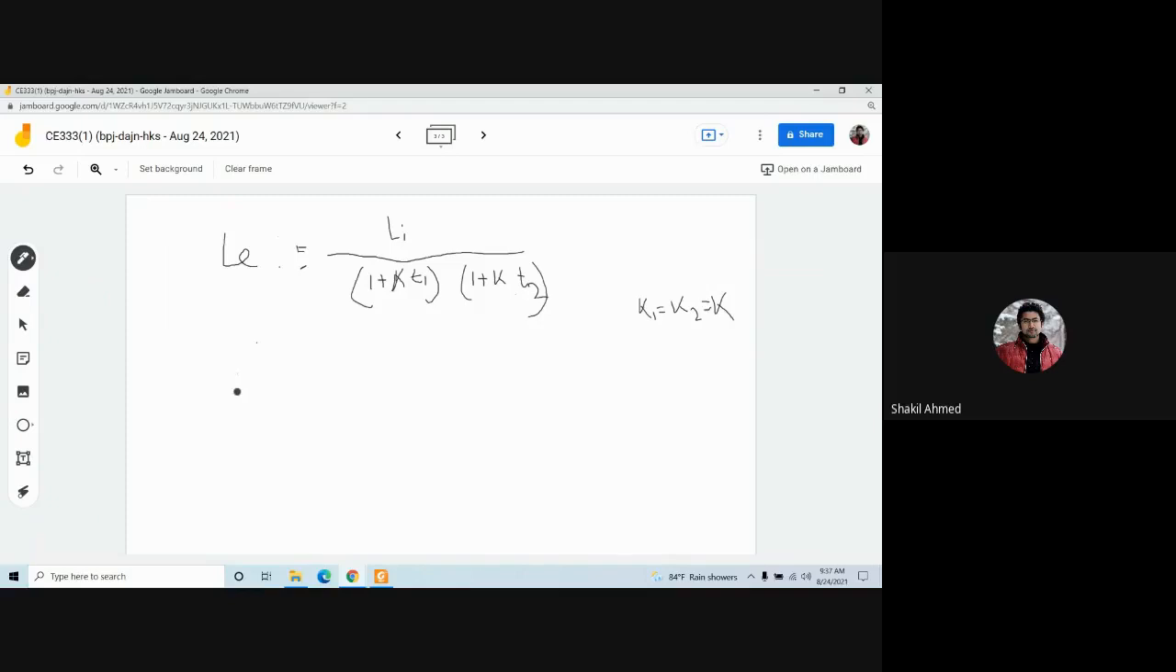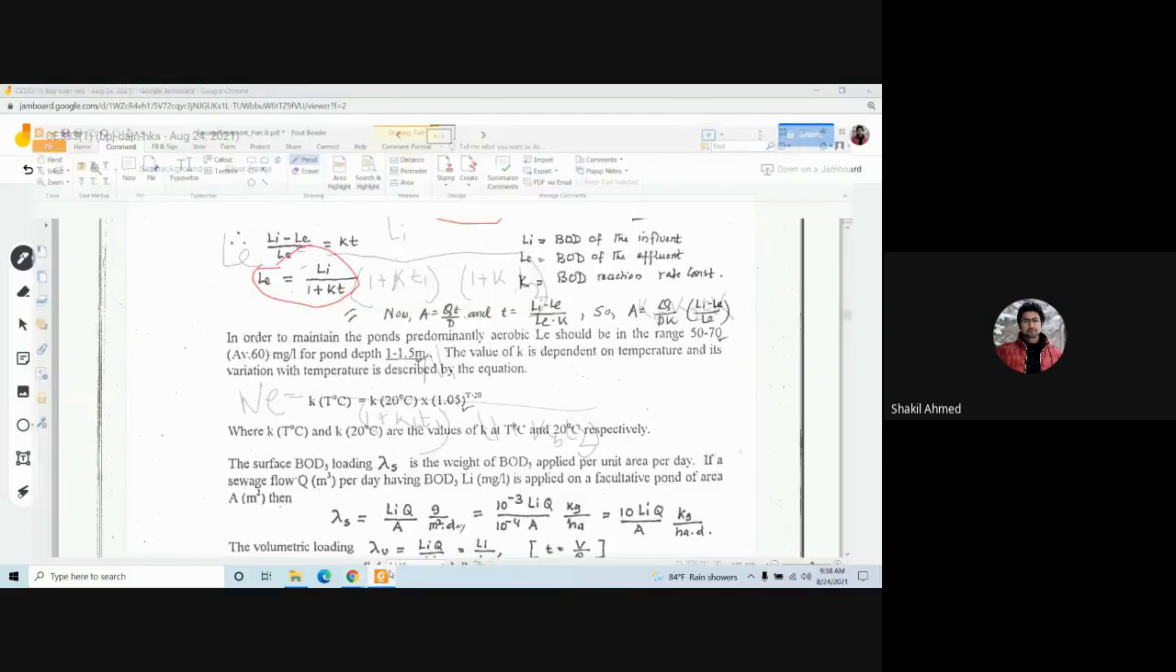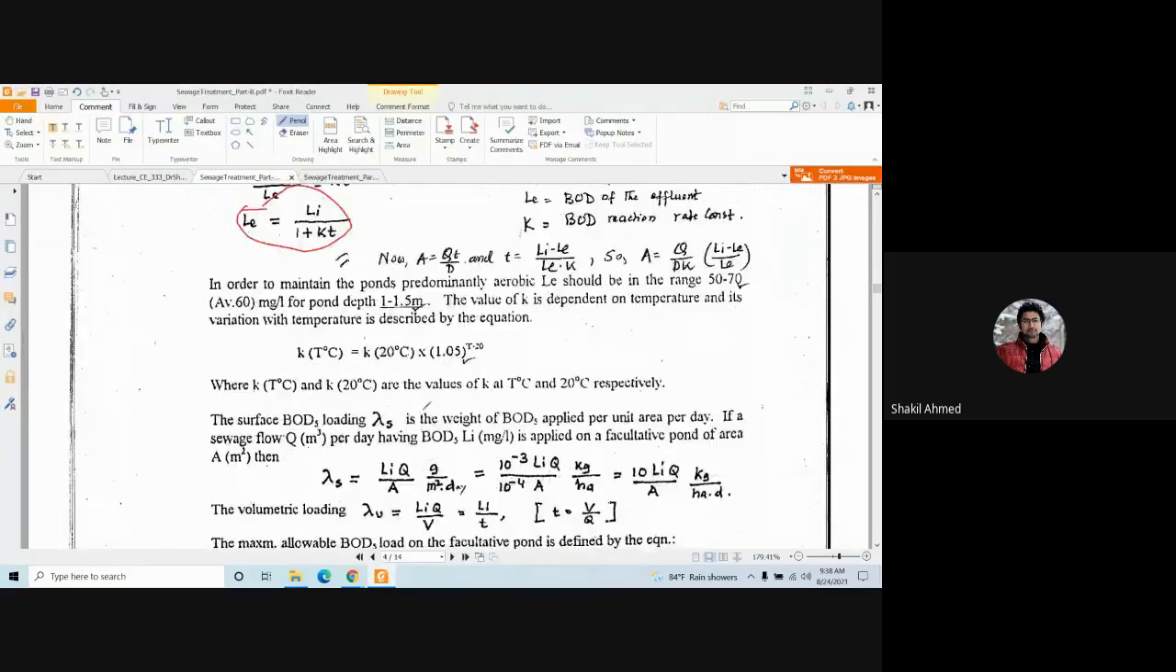Ne equals Ni over 1 plus K into T1, 1 plus K into, this is B, this is B, KB. This is the BOD reduction rate constant, and this is the bacterial reduction rate constant. Okay. Any questions, guys?